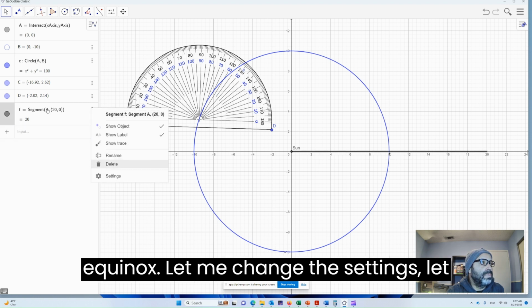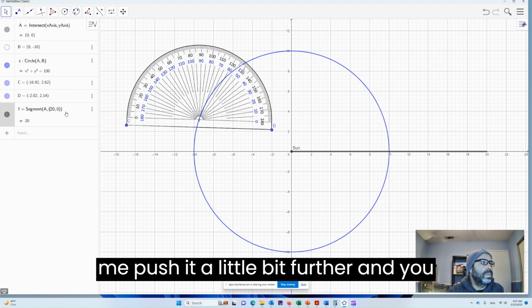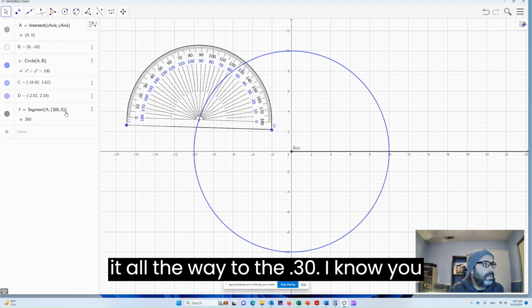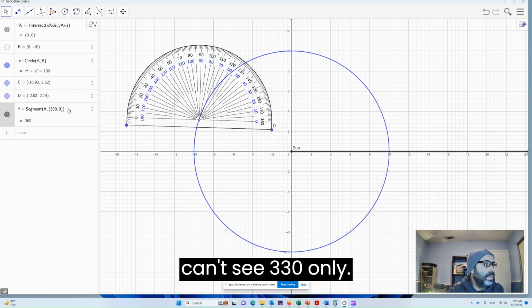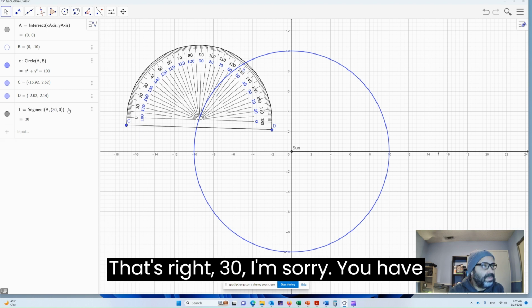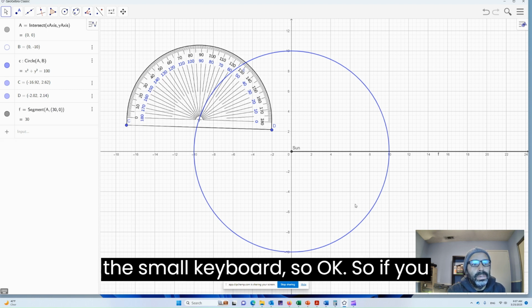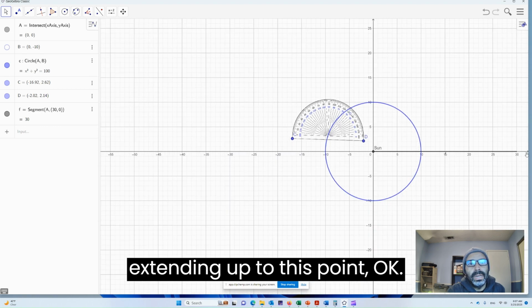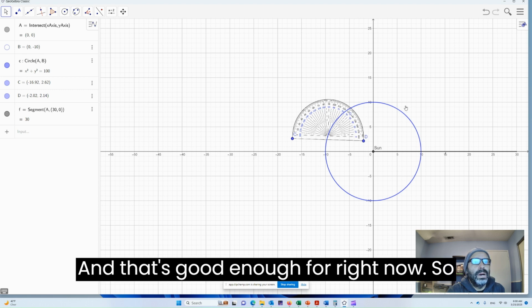Let me change the settings. Let me push it a little bit further, and you will see shortly why. I'm going to drag it all the way to the point 30. Let's write 30. I'm sorry, I have a small keyboard. So if you look at it, it's actually extending up to this point. Okay. And that's good enough for right now.